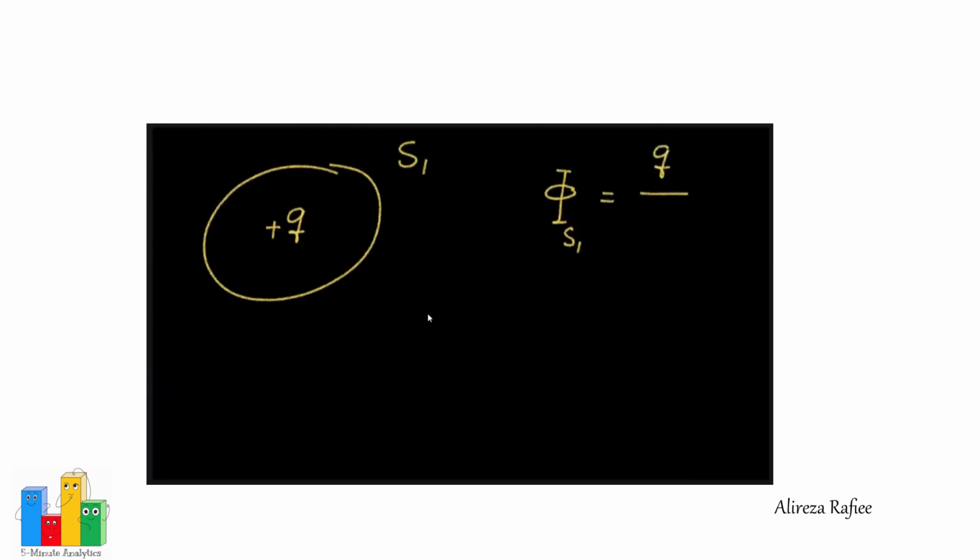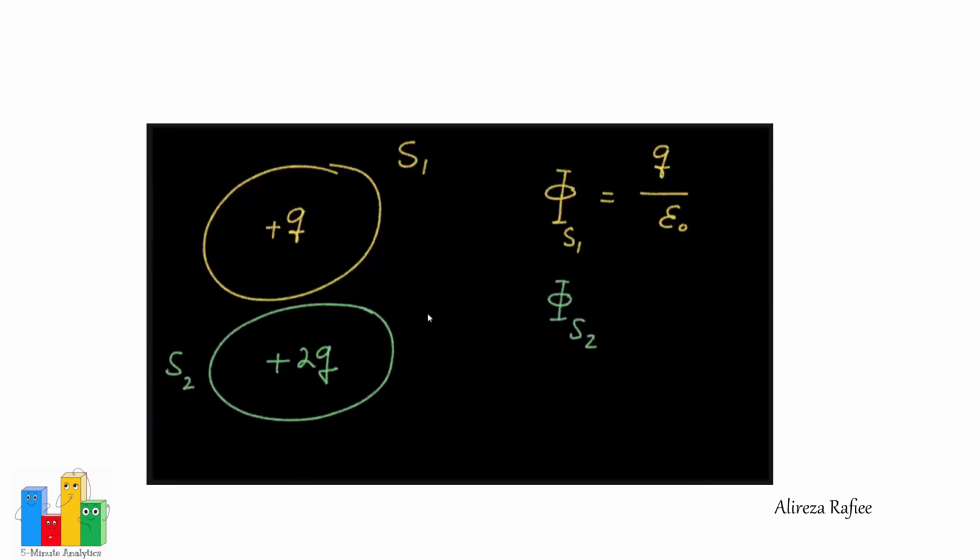Let's have a few examples of Gauss's law. Let's say you have a positive charge Q here, and I draw a surface around it called S1. What is the flux passing through S1? Very simple: Q, which is enclosed by it, divided by epsilon 0. Now, suppose I have another charge, like plus 2Q here. I can draw a surface around this, call it S2. I can define the flux passing through the surface S2 to be 2Q divided by epsilon 0.